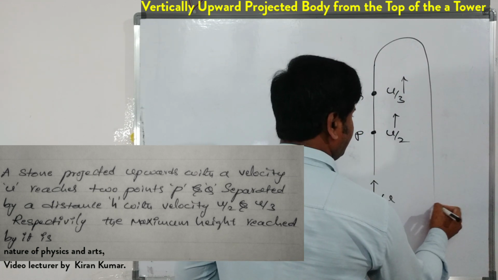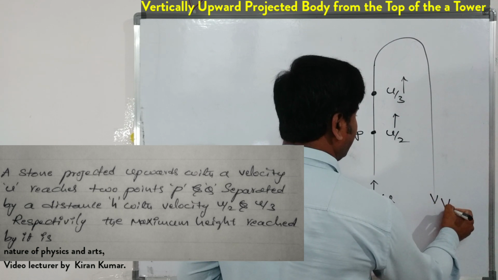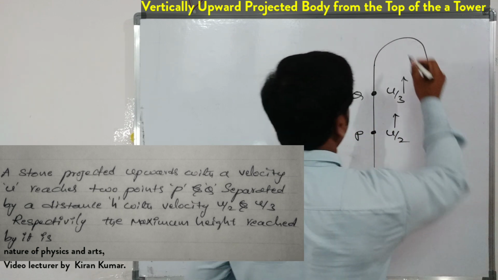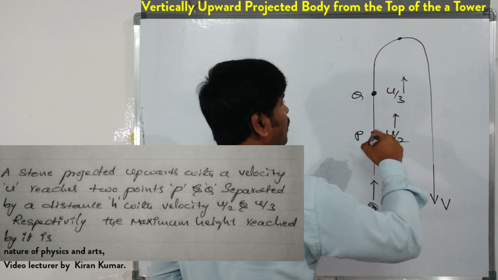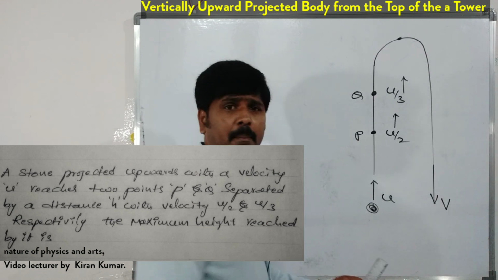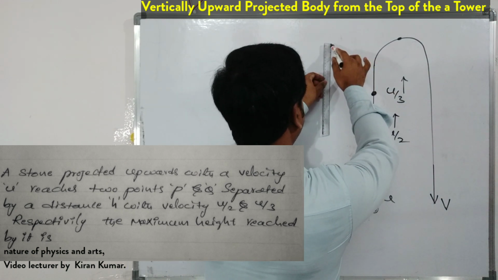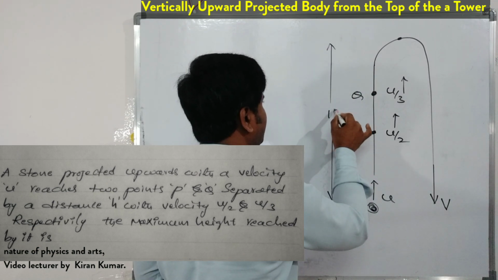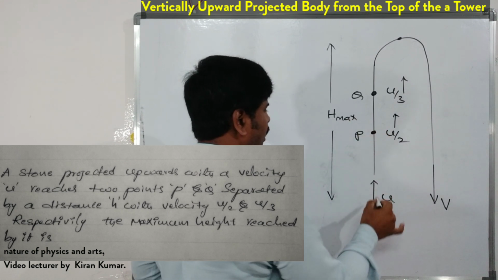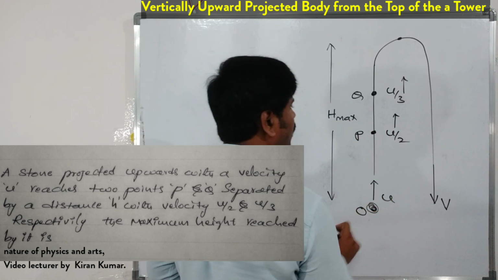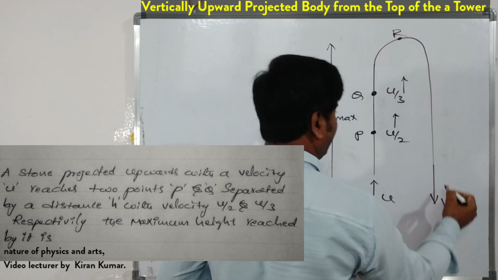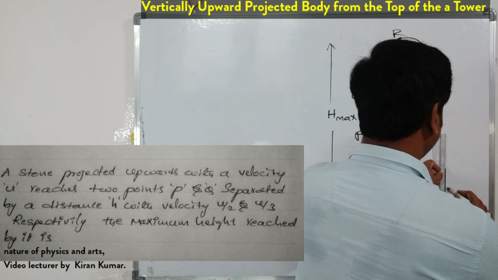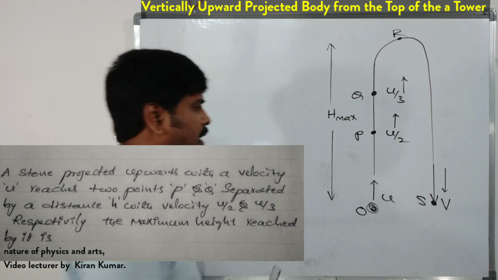See, here the final velocity is taken as v. This is the highest point, so we have to find the maximum height. So the maximum height is this. This H is the maximum height from this point O, P, Q, R, and this position is taken as S. So v is the velocity in the downward direction here.